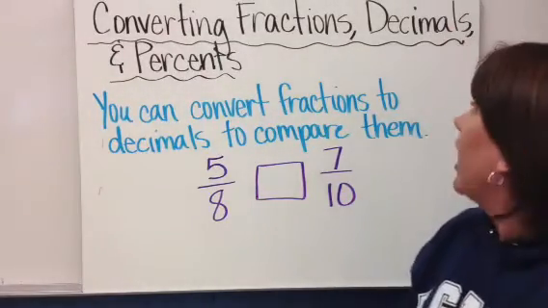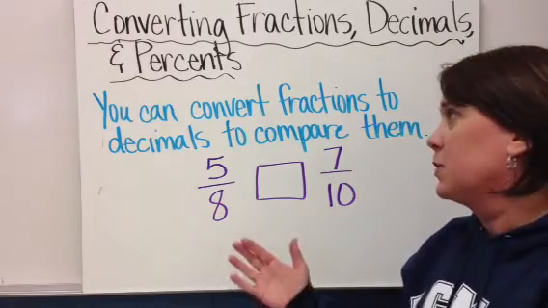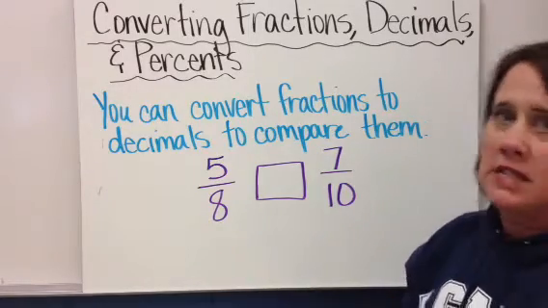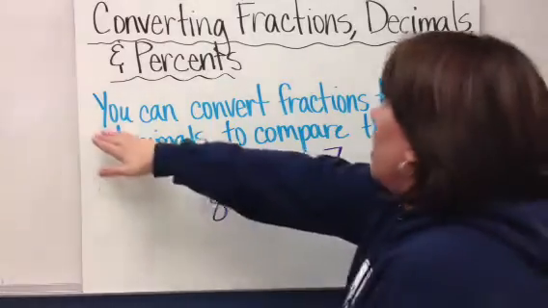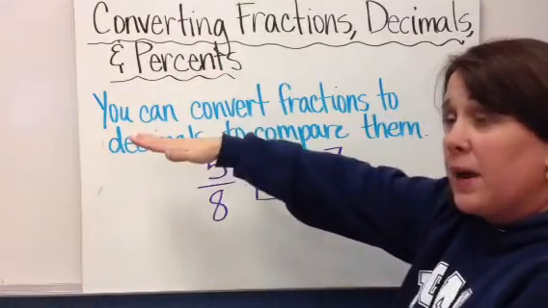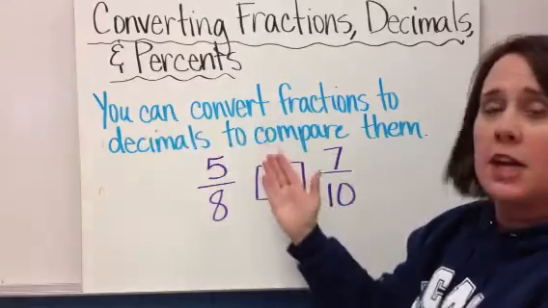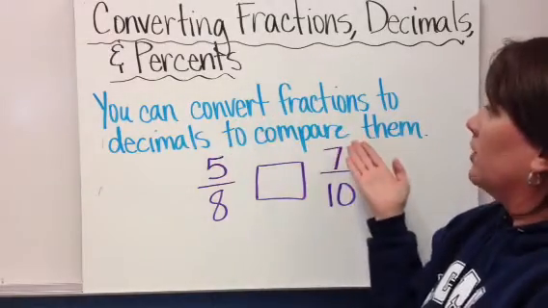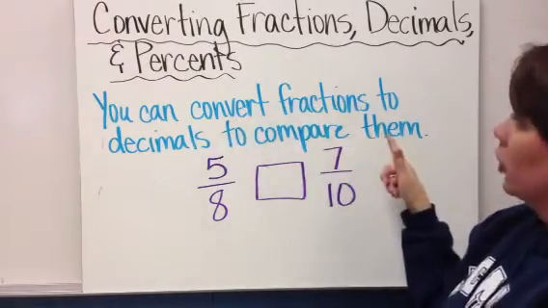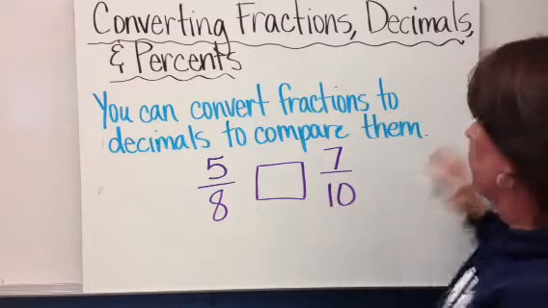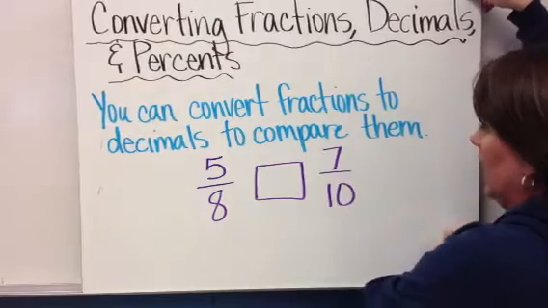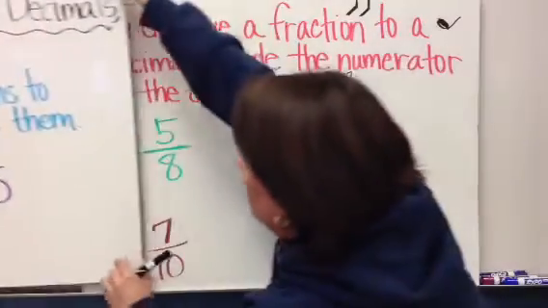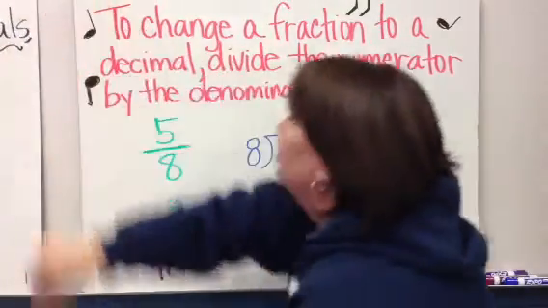Talk about converting fractions to decimals, decimals to percents, percents to decimals, percents to fractions, decimals to fractions. You can do this to compare fractions, and this is the second method of comparing fractions, and that's by converting them to decimals before you compare. For instance, we have 5/8 and 7/10, and I'm going to show you how we can convert those to decimals.